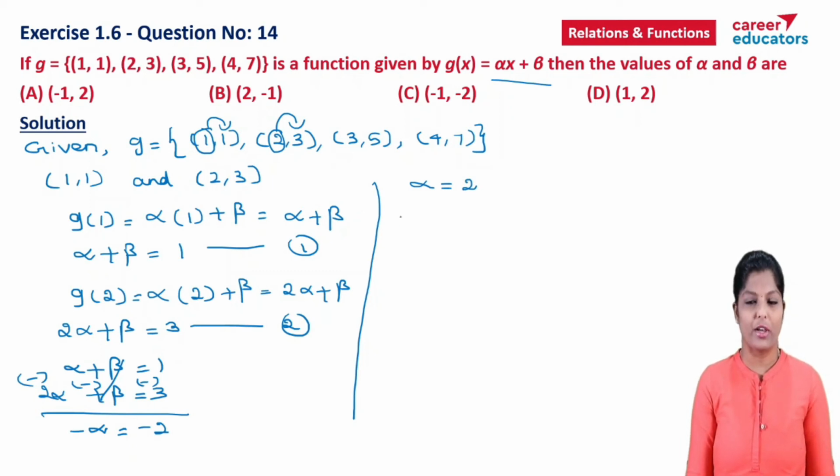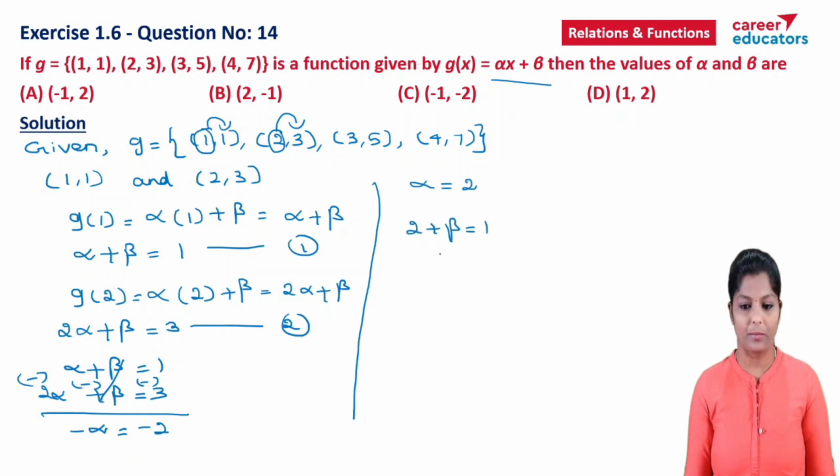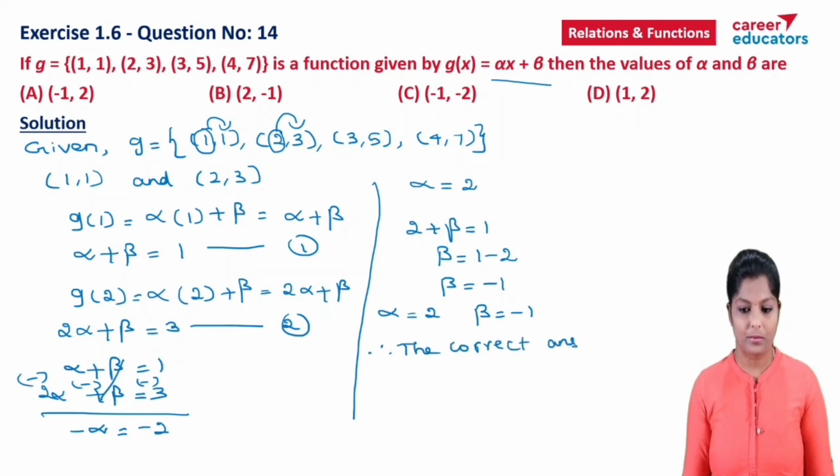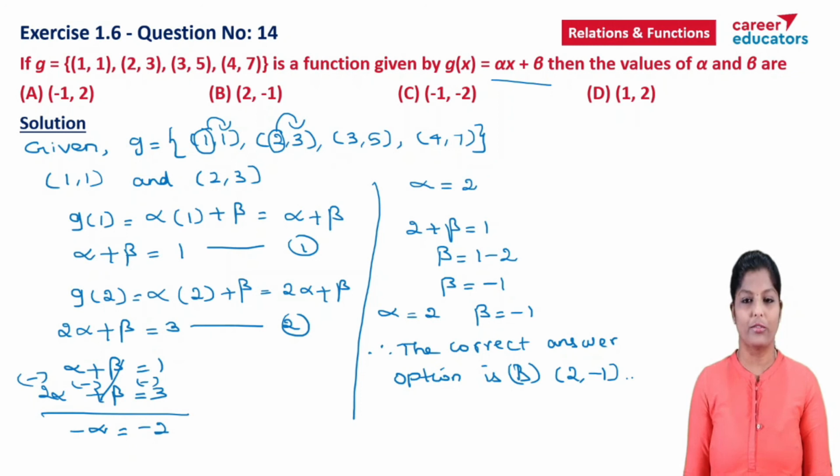Next, we have to find the value of beta. To find the value of beta, we have to substitute alpha equal to 2 in equation 1. We will get 2 plus beta equal to 1. Beta equal to 1 minus 2, beta equal to minus 1. Now we got alpha equal to 2 and beta equal to minus 1. Therefore, the correct answer option is B, 2 comma minus 1. That's all, we have completed this problem.